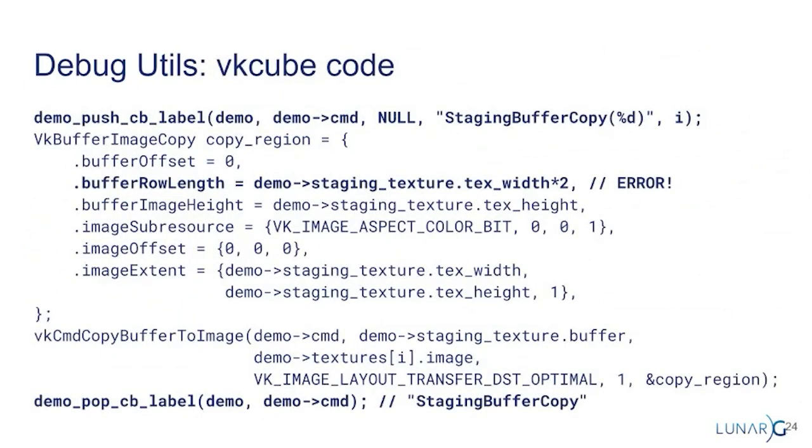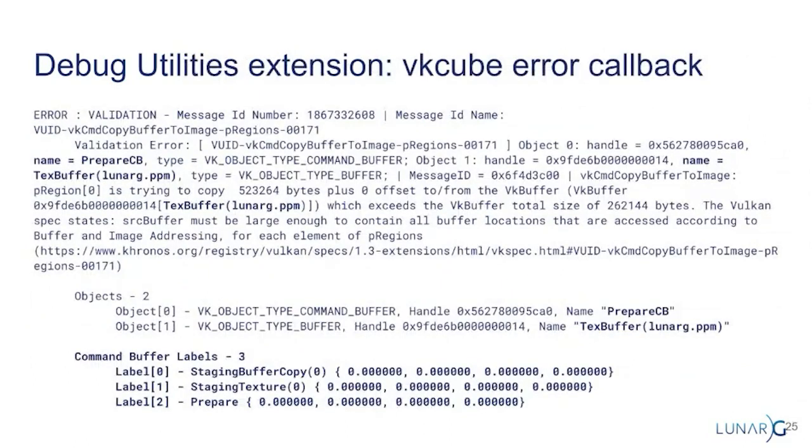So then going back to vkcube, we have the code that was the error. I've added functions that push on a command buffer label and then pop it off after this one copy command. That changes the error message so that I have all the object names attached to the objects involved in the error, and I also have my labels so I can go look at the code and find what I was doing and which texture it was.